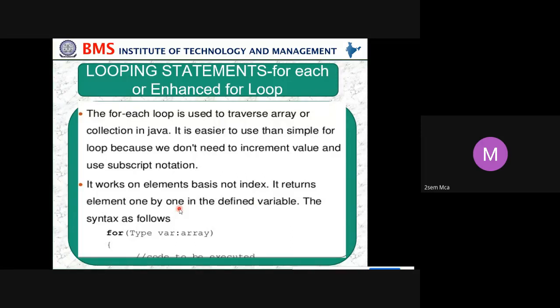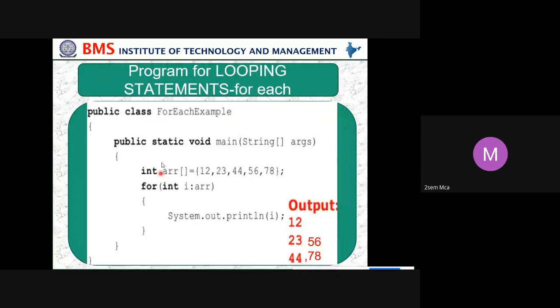It returns an element one by one in a defined variable. The syntax is for type variable, then array, then this code will be executed. So we'll just see how this is used in a for each statement. Here we initialize the array with 12, 23, 44, 56, and 78, and this array we are passing to the for loop.